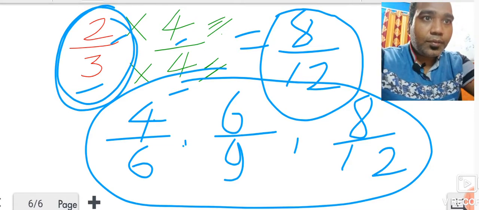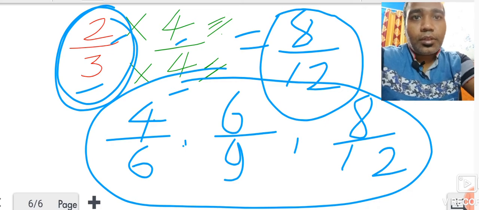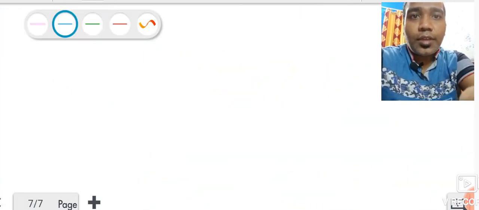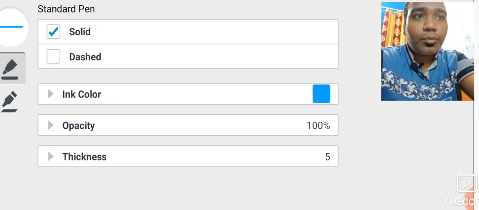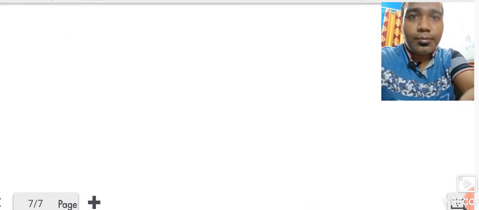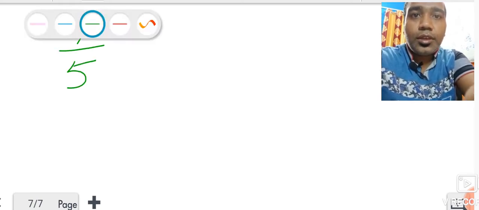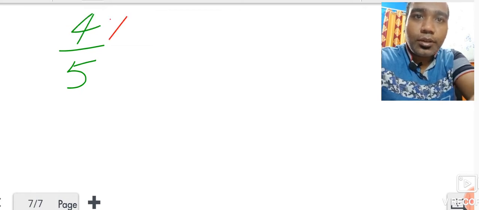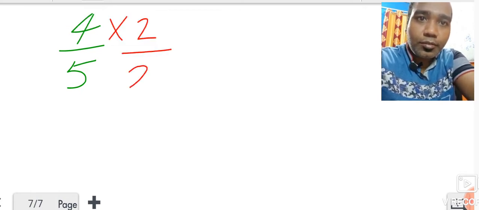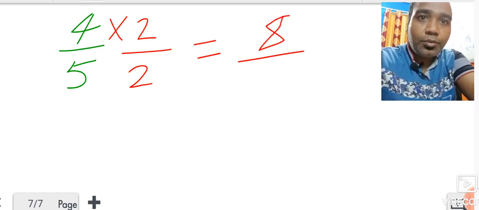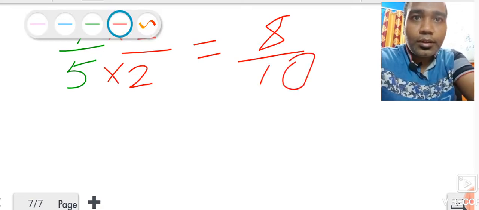Now if I ask you to write 3 equivalent fractions of 4 by 5, can you write them? Again the same thing: multiply the numerator by 2 and the denominator also by 2. 4 into 2 is 8, and 5 into 2 is 10. Okay, then another one.